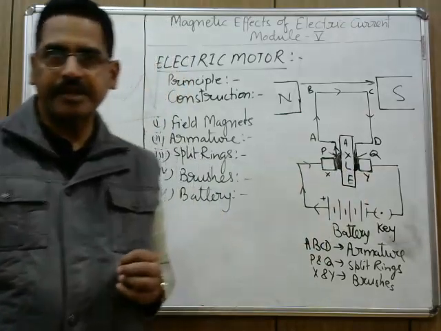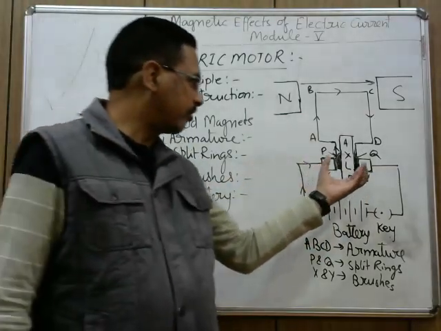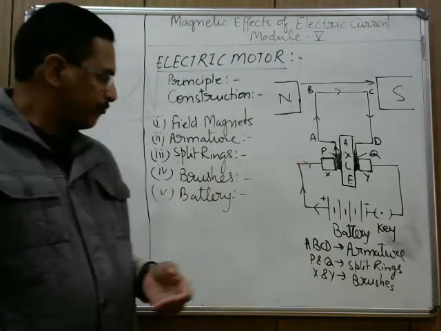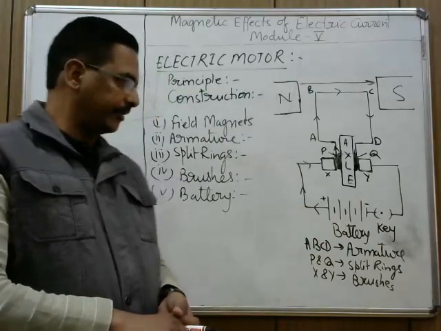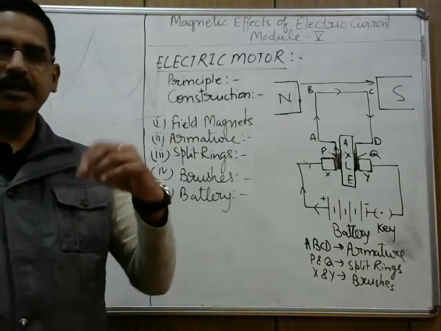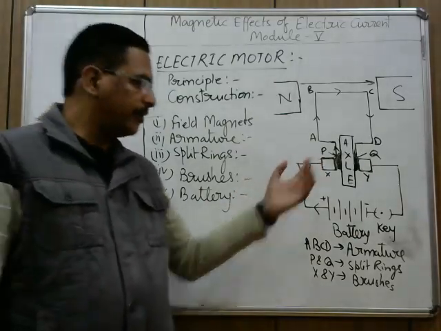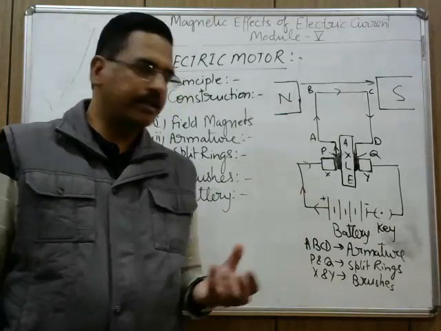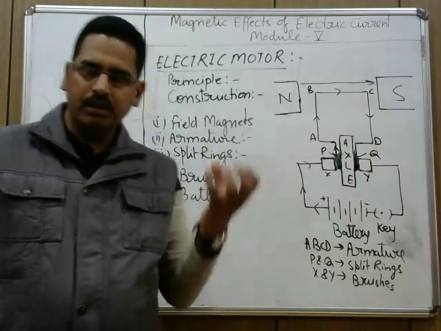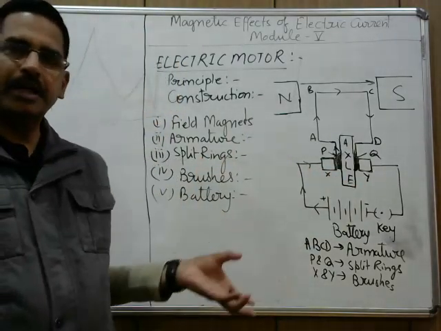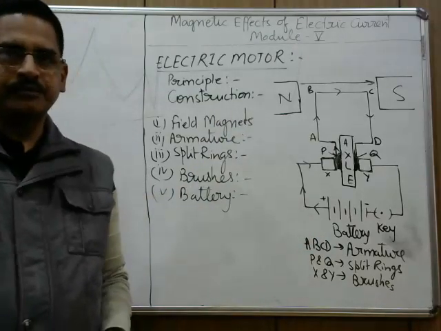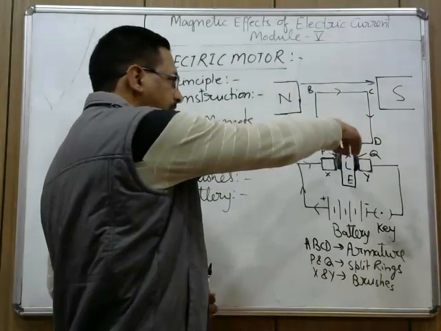X and Y are the carbon brushes. Their function is to provide the electric contact to the split rings. The battery provides electrical energy. In simple words, the brushes collect the current from the battery and supply it to the coil through the split rings. As I told you, this part is movable.